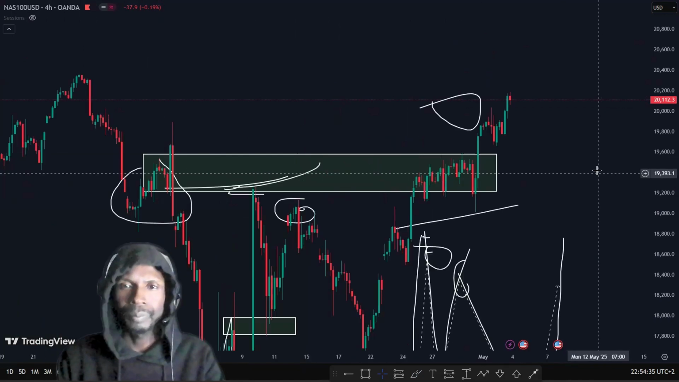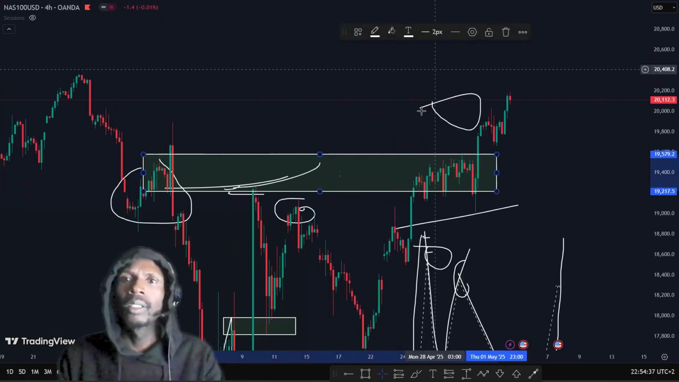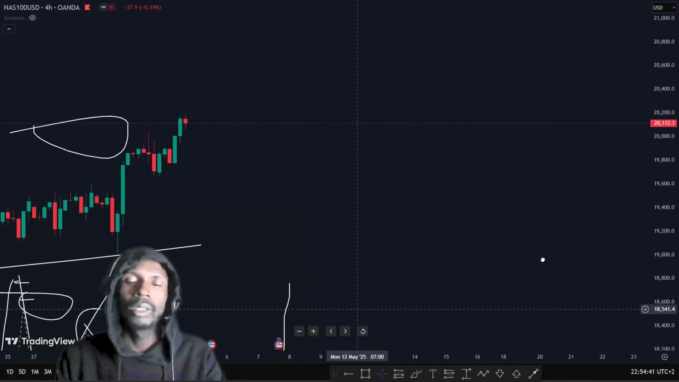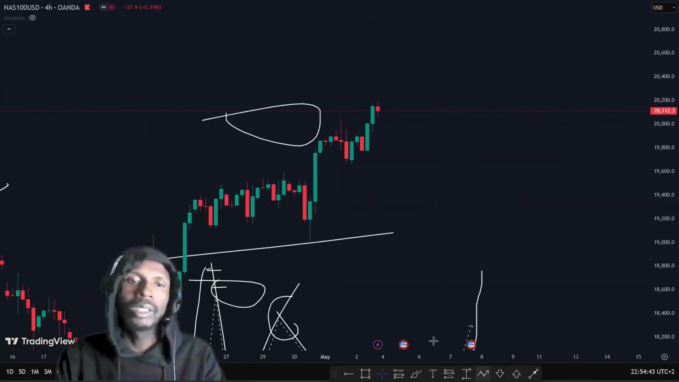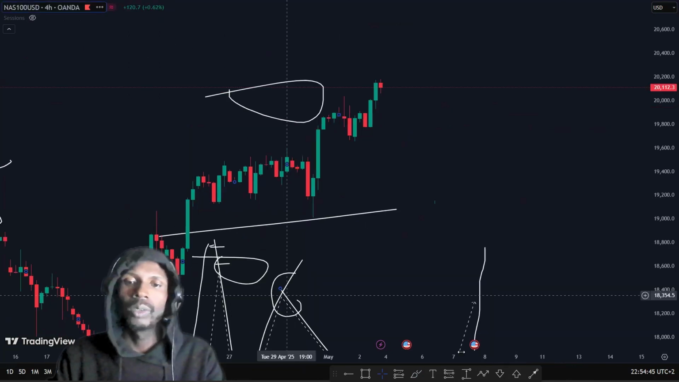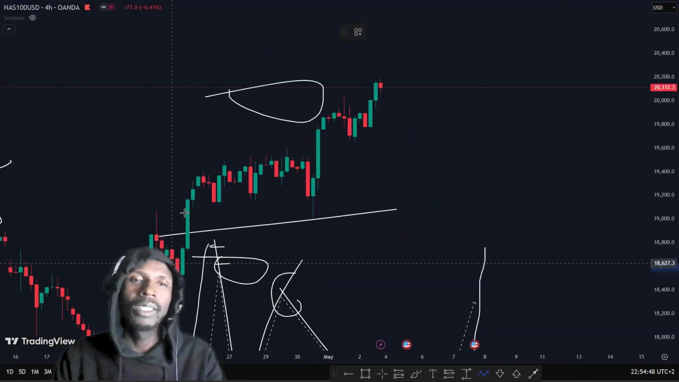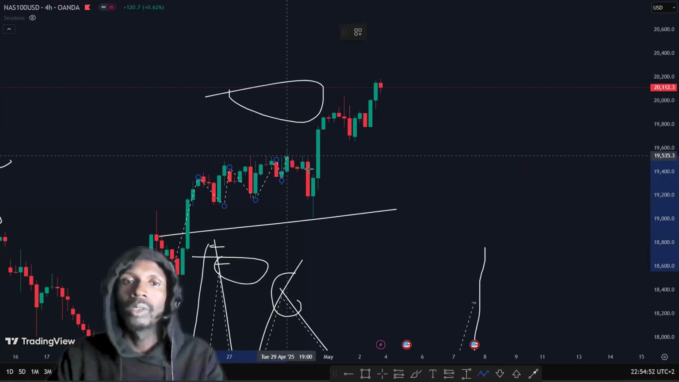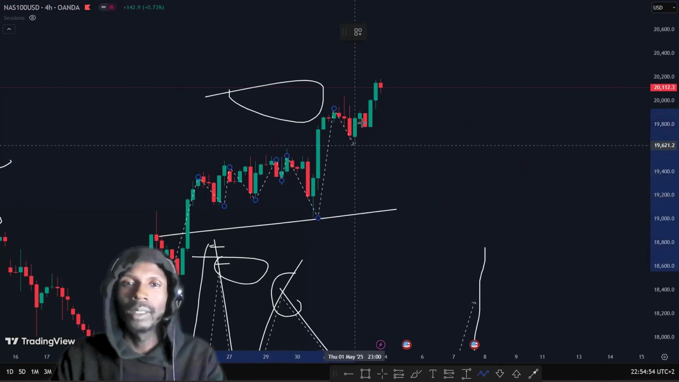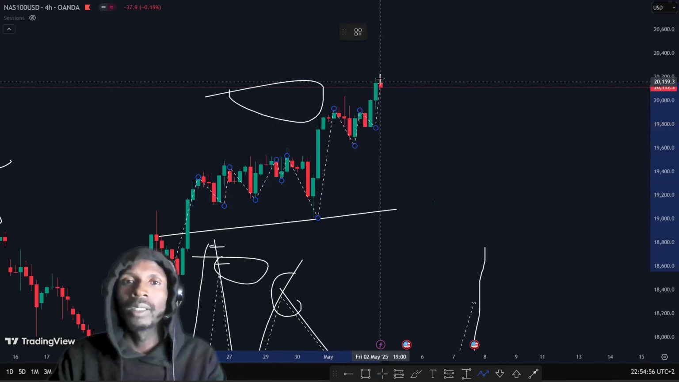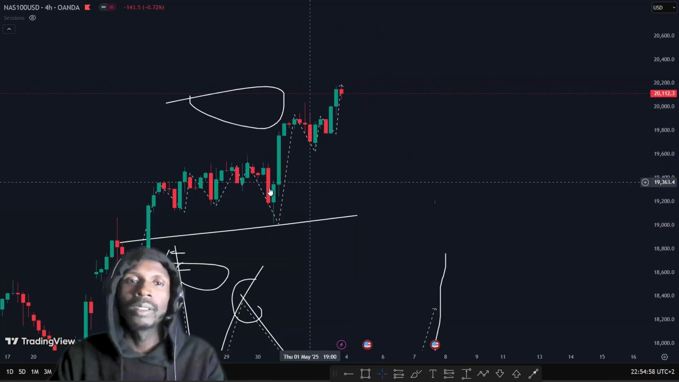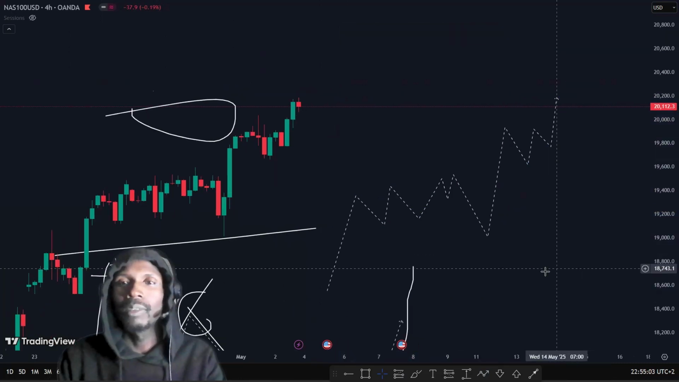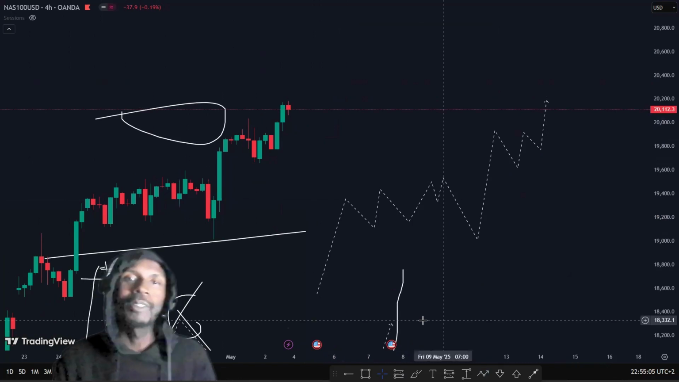And today this is where we are. Just to give you a simple view, it's easy to analyze. The problem comes when it's time to execute, right? Because for me, if you know, you know. If you know, comment down below and let me know what you're seeing.